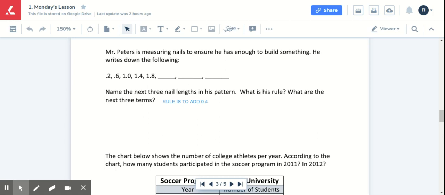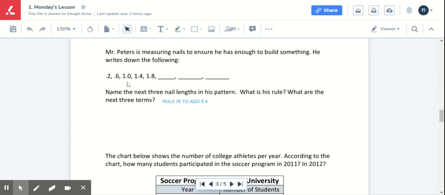Mr. Peters is measuring nails to ensure he has enough to build something. He writes down the following: 2/10, 6/10, 1, 1 4/10, 1 8/10. Our rule here is to add 4/10. We know that because if we add 4/10 to 2/10, we get 6/10.